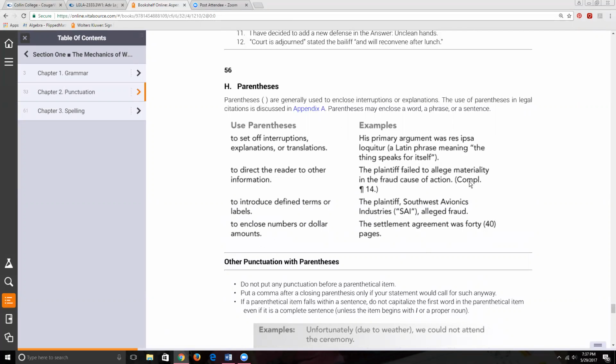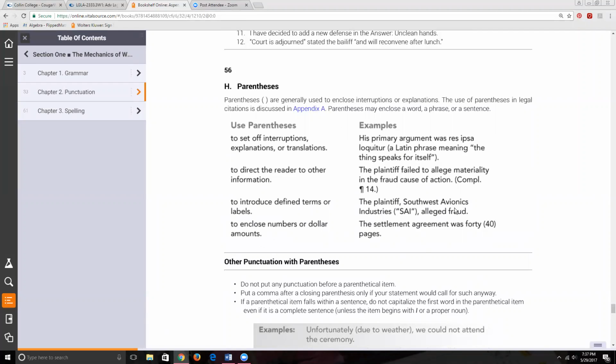Sometimes citations like this are in parentheticals, sometimes they're not. You'd have to look at the local rules to see whether you need to do that or not. This next one is pretty close to a necessary thing. You will actually do this pretty often, not in this class, but in other classes. And this is where you have a defined term. In this particular one, let's say that we are the plaintiff and we are submitting our complaint. Well, we're describing ourselves. The plaintiff, and the name of the plaintiff is Southwest Avionics Industries.